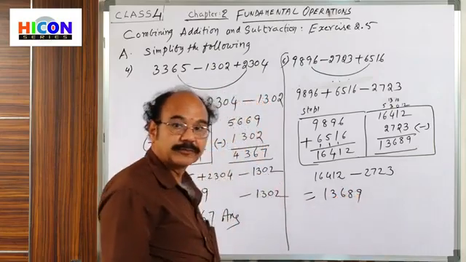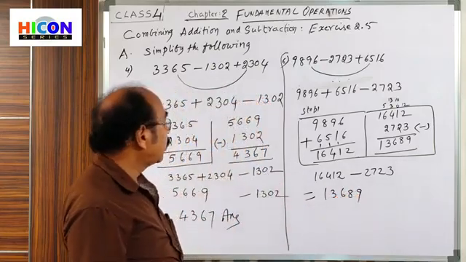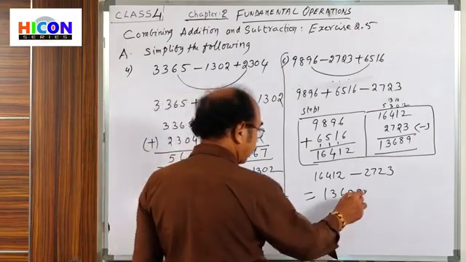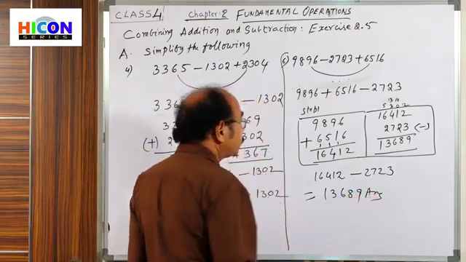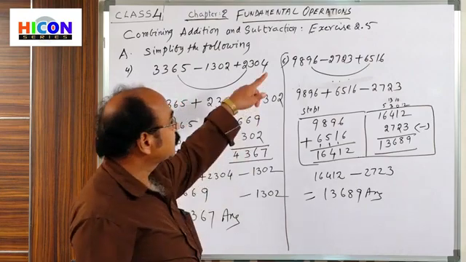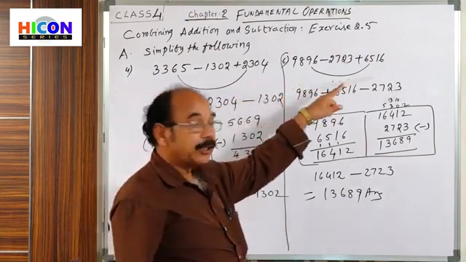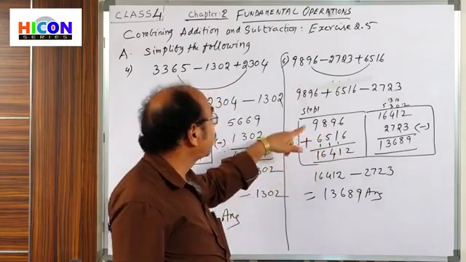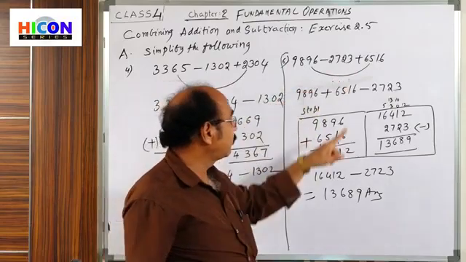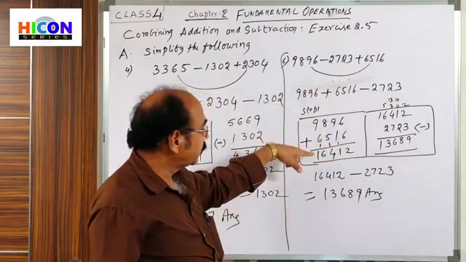13,689. Okay, now this is the answer. Once again, see children here. The first number is added to the number with a plus sign before it. That's why 9896 and 6516 both are added. I showed the addition here.